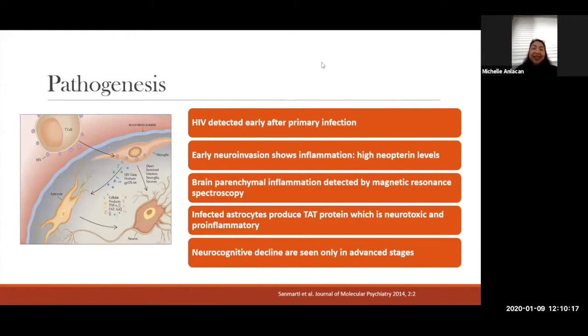So anyway, in the pathogenesis of HIV in the CNS, once a person is infected, the HIV is detected very early in the primary infection. In fact, it's a very high viral load in early neuroinvasion. Next slide, please. What happens is a direct and indirect mechanism of activation. Next slide, Rad.